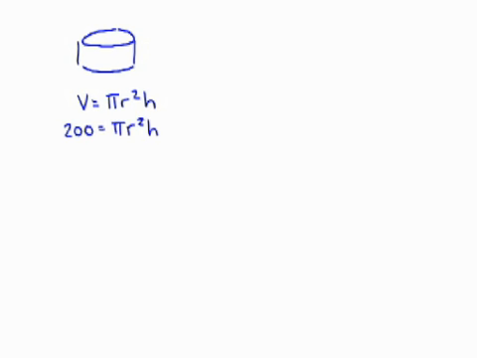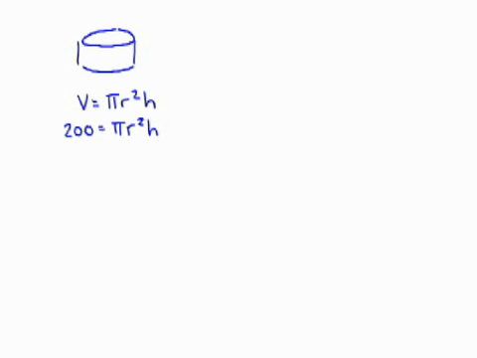Well, we start by drawing ourselves our cylinder, and we should recognize that we're dealing with two particular concepts simultaneously, volume as well as area, surface area that is. We know that volume for a cylinder is V equals pi r squared h. In this case, the volume is fixed at 200 milliliters. So we can state that 200 is equal to pi r squared h.